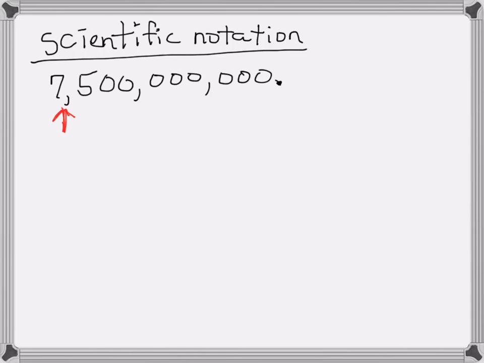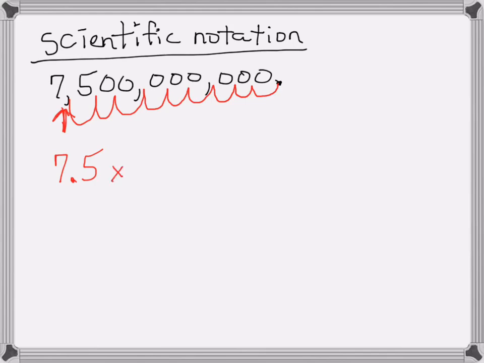So how many spots do we have to move? We're going to count those spots that we move the decimal point to get it there. We're going to move it 1, 2, 3, 4, 5, 6, 7, 8, 9 spots. We're going to move it 9 spots over and rewrite this number in scientific notation. So we put the decimal point between the 7 and the 5, and then I'm going to tell you I moved it 9 spots in writing this number.